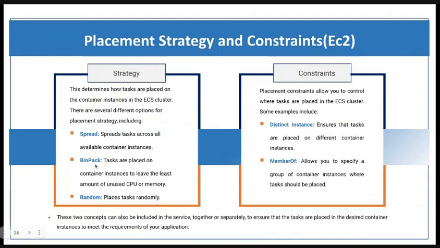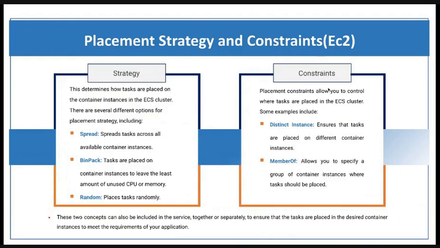Bin packing is another strategy. This tells the service that it should pack the tasks first on one container instance and then move to the next one. So if it has five EC2 instances available, it would fill them up one by one. Random, as the name says, is random, so it can pick any EC2 instance.